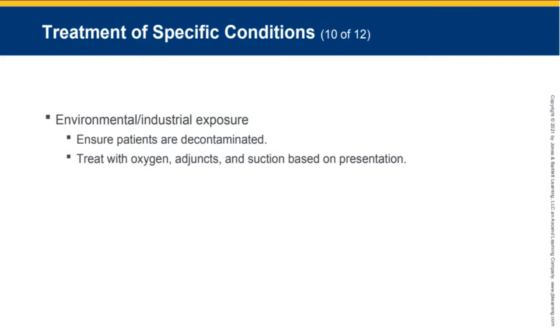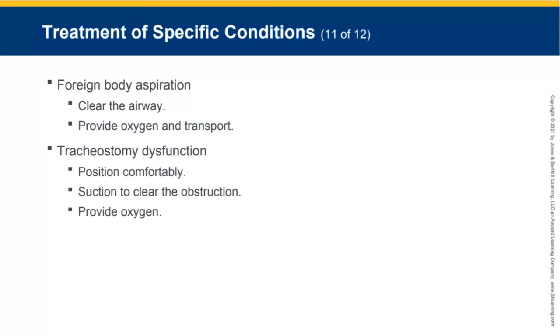Environmental and industrial exposure. Ensure the patients are decontaminated, treat with oxygen, adjuncts, and suction based on the presentation. Foreign body aspiration. Clear the airways, provide oxygen and transport. For tracheostomy dysfunction, you position the patient comfortably, suction to clear the obstruction, and provide oxygen.